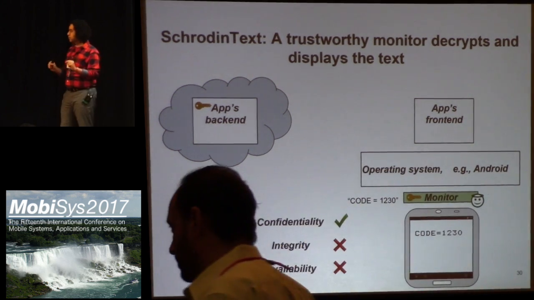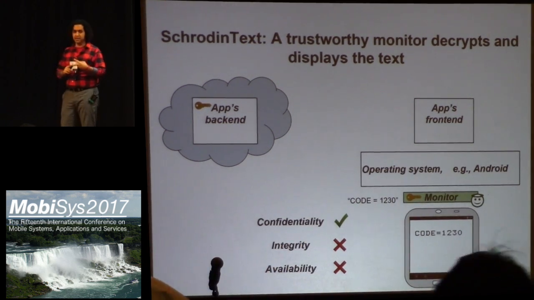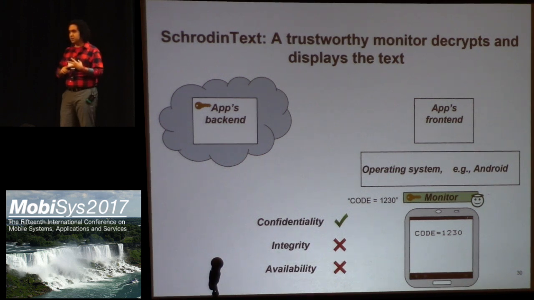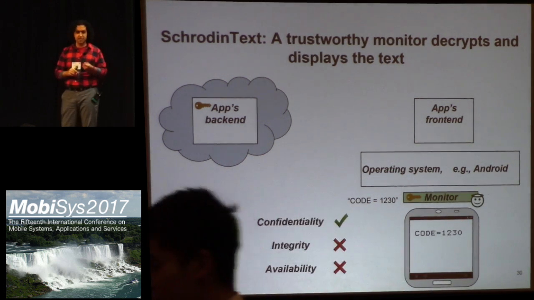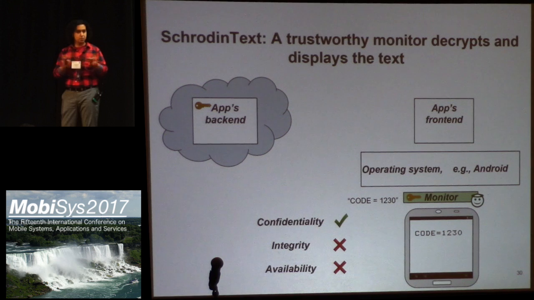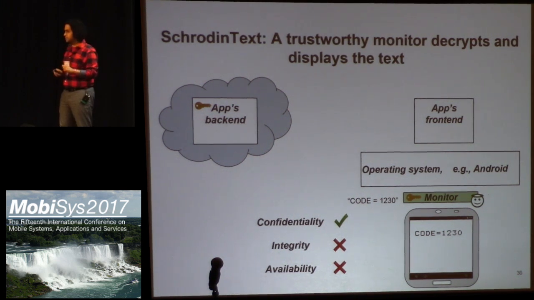Okay, so as I was mentioning, we're only trying to provide confidentiality guarantees for the text. We do not provide any integrity or availability guarantees, which means that the operating system can try to show some other text than the one that is intended, or it can try to show no text at all. Those are orthogonal issues that have to be solved in the future.